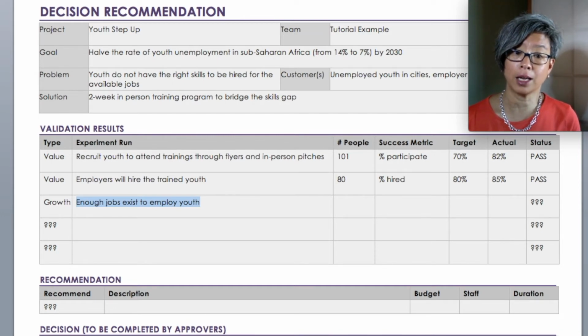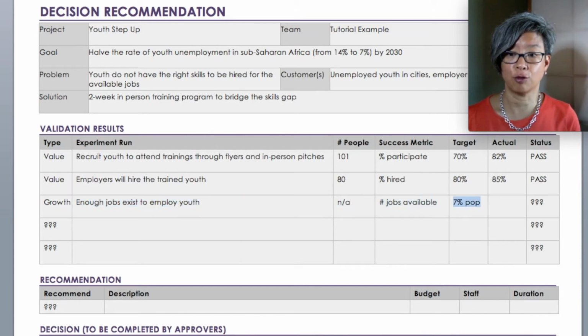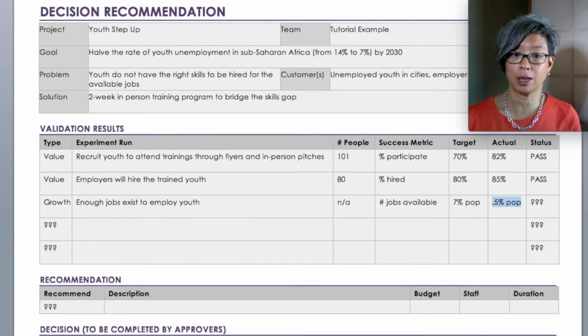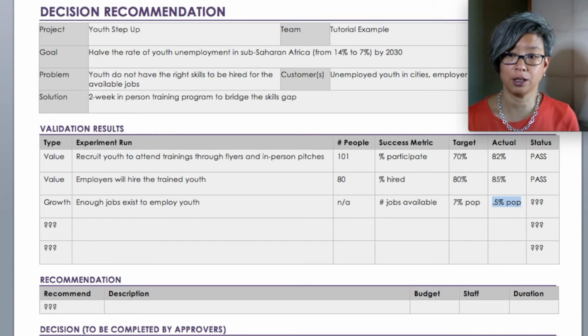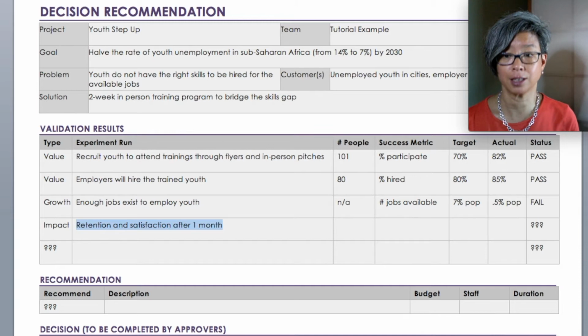Finally, among my killer assumptions was the growth hypothesis, that there's enough jobs that exist to employ all these youth. Well, in this case, unfortunately, I would have needed to employ 7% of the population, but there's only jobs that would cover 0.5%. So there's a big gap there. Thus, that hypothesis unfortunately failed.